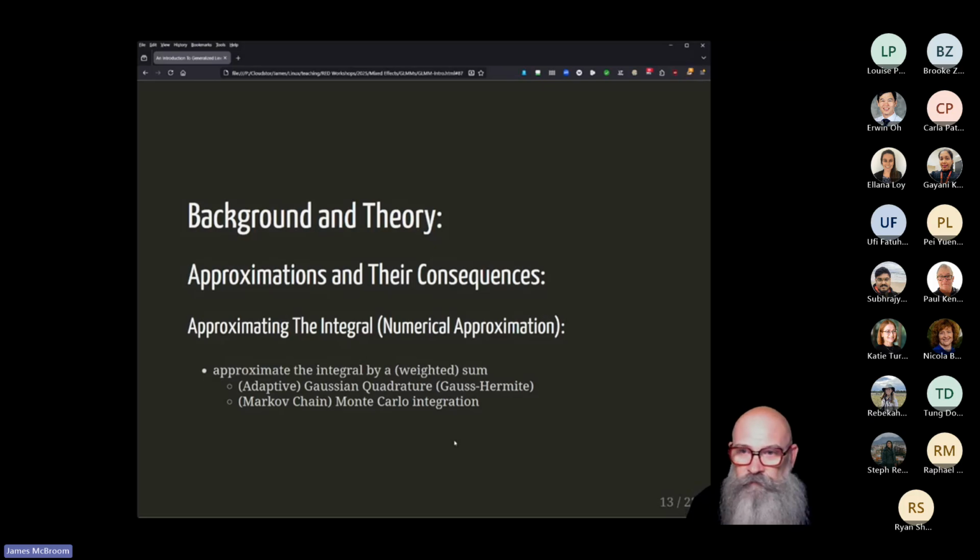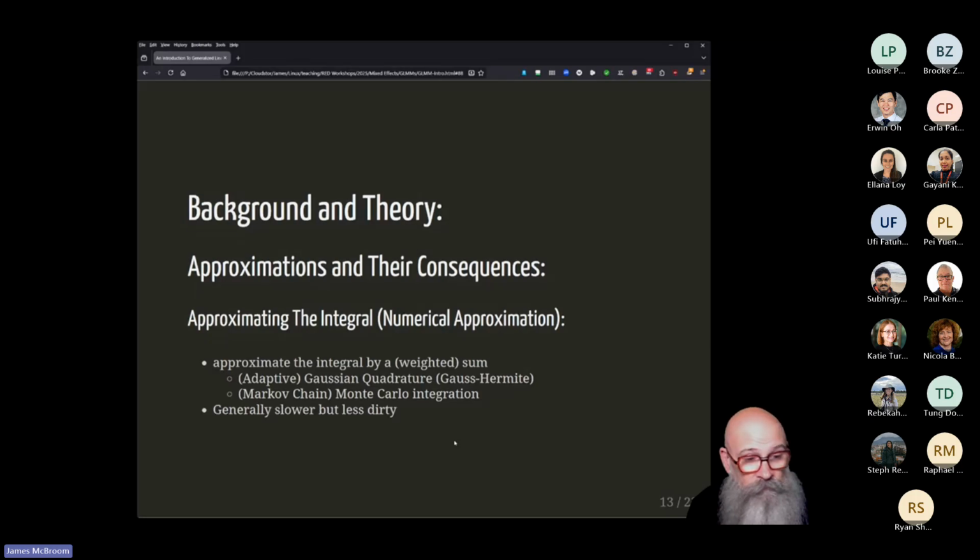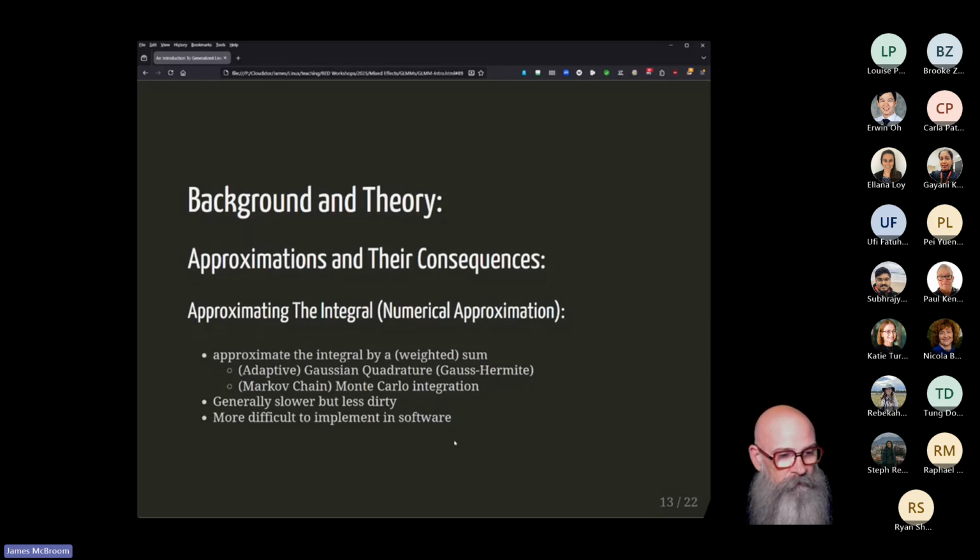Okay. You can also do Monte Carlo integration, Markov chain Monte Carlo, Bayesian context, or frequentist. Doesn't really matter. That's not as big an option. You don't see Monte Carlo used a ton in frequentist, but you do see Monte Carlo in the form of Markov chain Monte Carlo used almost exclusively in Bayesian work here. Now, these techniques are generally slower but less dirty than their analytical approximation counterpart. They're definitely more difficult to implement in software, a lot more numerical considerations to think about.